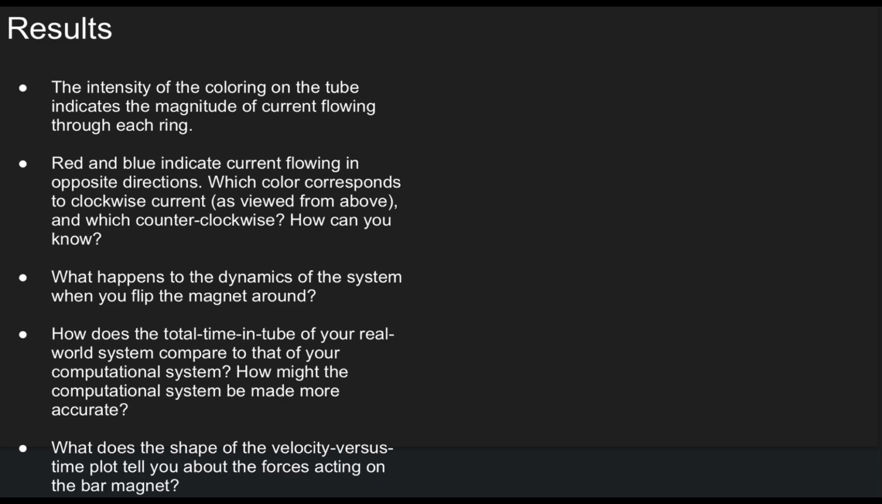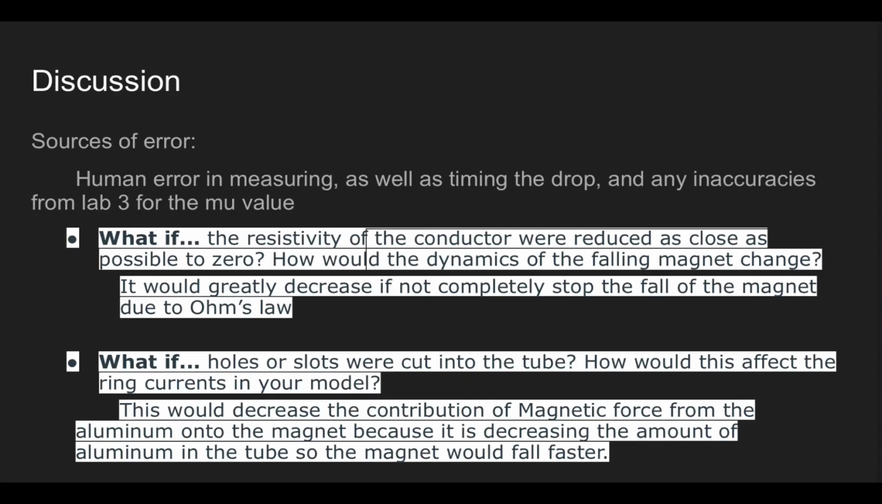The total time in tube of the real-world system is slightly longer, most likely due to human error in timing. The computational system is likely as accurate or more accurate than the timing of the real-world model. Some sources of error: human error in measuring the drop as well as timing the drop, and inaccuracies from Lab 3 of the mu value.